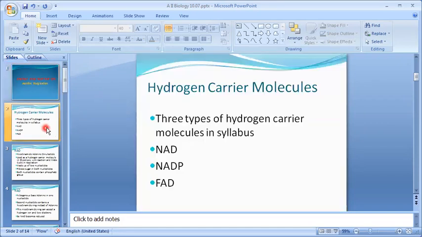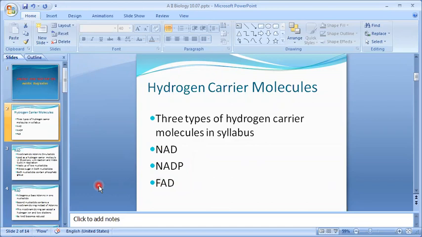Today we are going to discuss the various types of hydrogen carrier molecules in the syllabus. As per your syllabus, there are three different types of hydrogen carrier molecules. It's NAD, it's NADP, and it's FAD. We have to see their roles very, very briefly here, because we have seen the detail of NAD in the process of oxidative phosphorylation. The same goes with FAD as well. NADP we will be discussing later on.